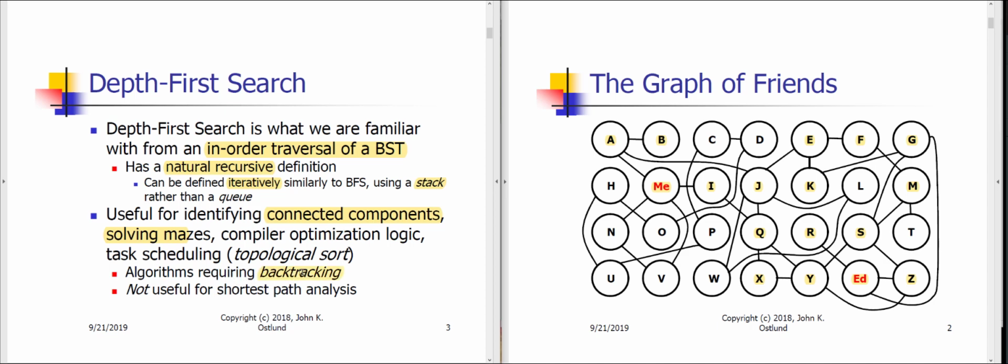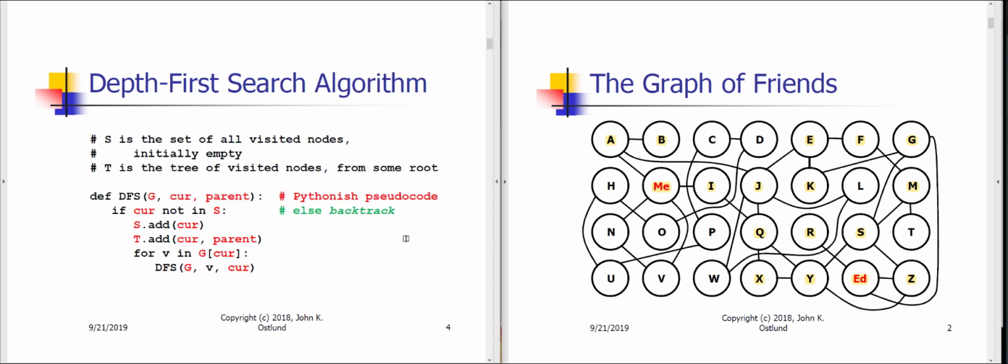Basically, any algorithm that requires backtracking, that is, you attempt to find a solution, you discover you can't go any further, so you back up and try another path, is where depth-first search comes in. Now, on the other hand, depth-first search is not at all useful for shortest path analysis. Depth-first search will find a path if a path exists, but offers no guarantee about whether that is the shortest path or not.